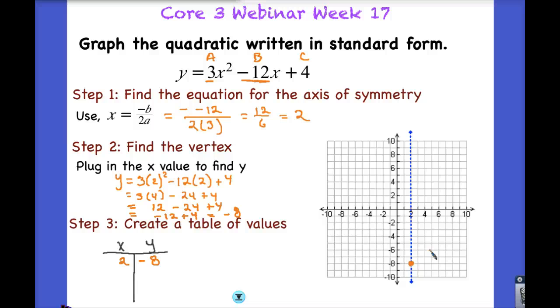Gloria. Up or down? You have to type up or down. Is it going to open up or is it going to open down? Okay, type up. Okay, type that.